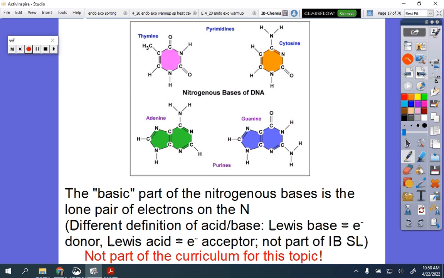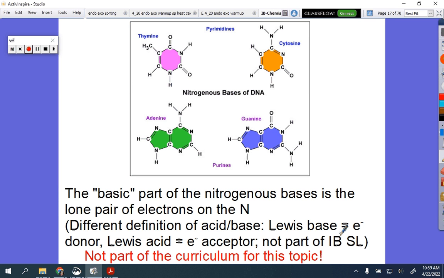And according to the Lewis theory of acids and bases, anything that can donate electrons is a Lewis base, and anything that can accept electrons is a Lewis acid. So Lewis acids and bases encompass the Bronsted-Lowry definition, but go beyond it to things that don't involve proton transfer, just electron transfer. That's all you need to know about it at this point. You don't even technically need to know about the Lewis theory, but that's basically why these are called bases, because they have that nitrogen.